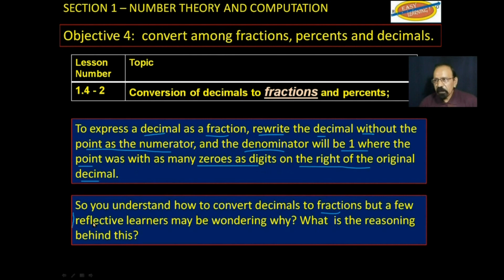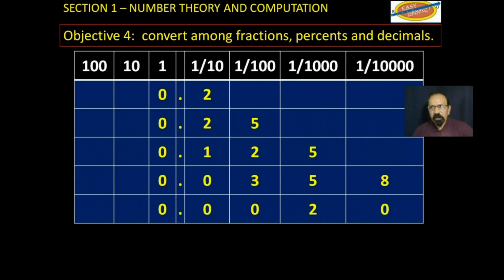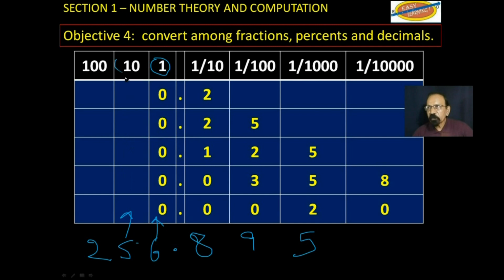But a few reflective learners may be wondering, well, why do you do that? Why? What is the reasoning behind this? So let's look at this. You know that if you write a number, say 256.895, you know that this 6 is in the ones position. You know that that 5 is in the tens position. You know that that 2 is in the hundreds position. Now, on the right of this 6, we have a point.